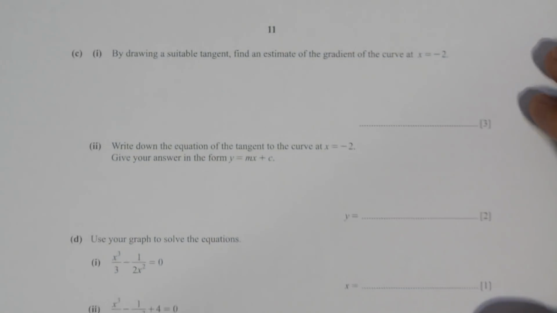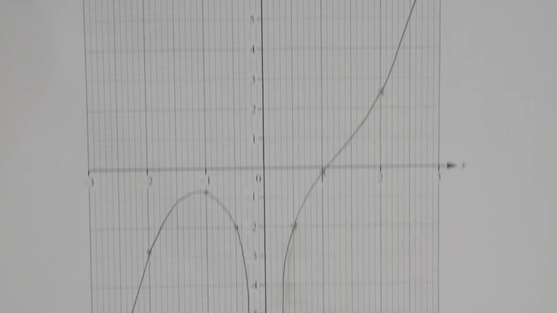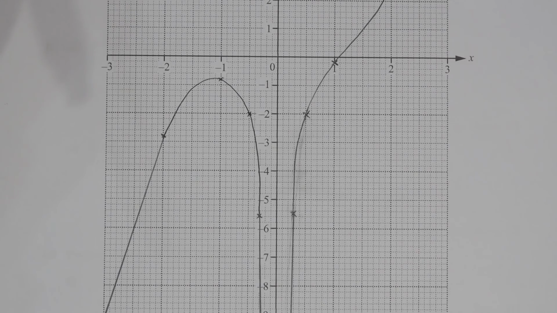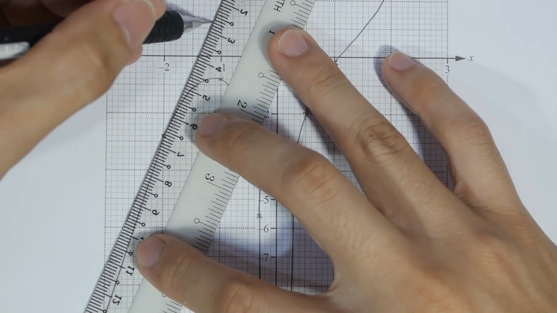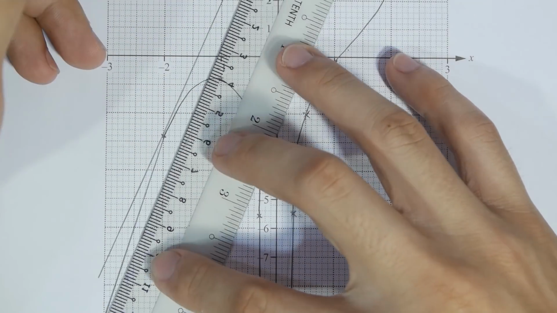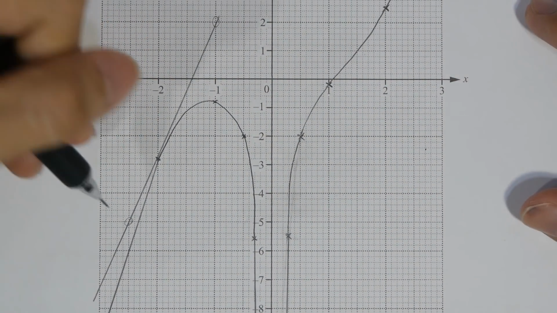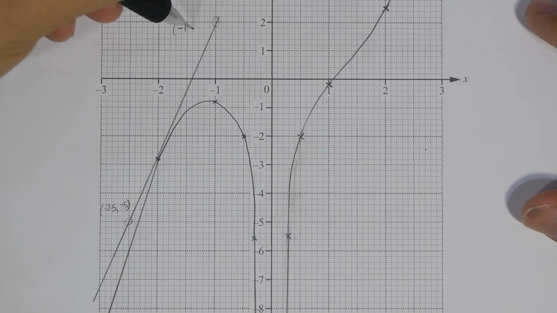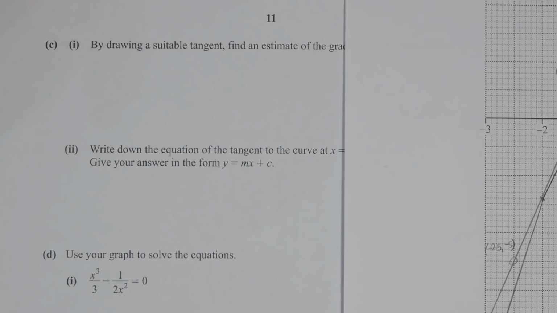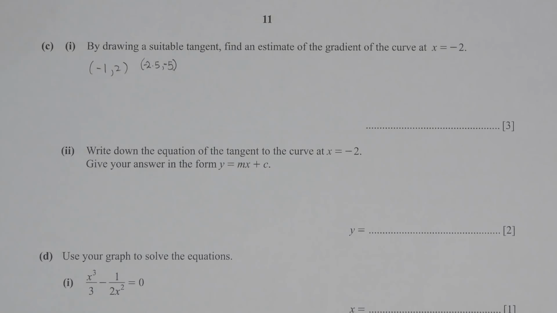Question C, part 1. By drawing a suitable tangent, find an estimate of the gradient of the curve at x equals negative 2. After I draw the line, I choose two points from the graph. The points that I've chosen are negative 1, 2 and negative 2.5, negative 5. So I run the formula y2 minus y1 over x2 minus x1. I get the gradient as 4.67. If your answer is slightly different from mine, it's totally fine because there's an acceptable range as stated in the marking scheme.